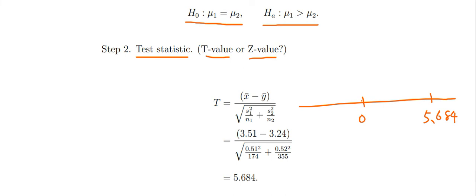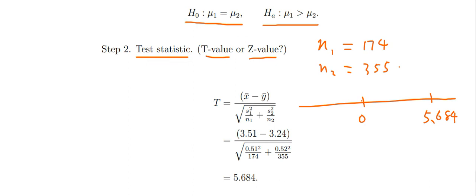Here Z value or T value doesn't matter, Z table or T table doesn't matter, because the sample size is quite big, right? N1 is 174, which is a big number, and n2 is 355 is quite big. So we can use a Z table, or a T table is okay.